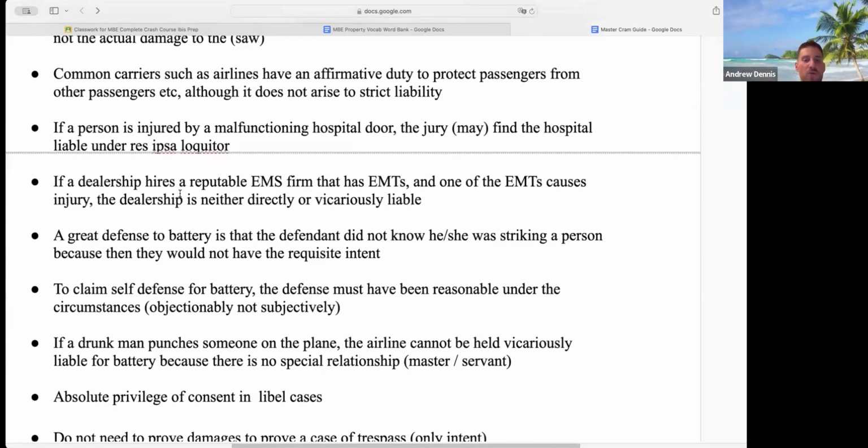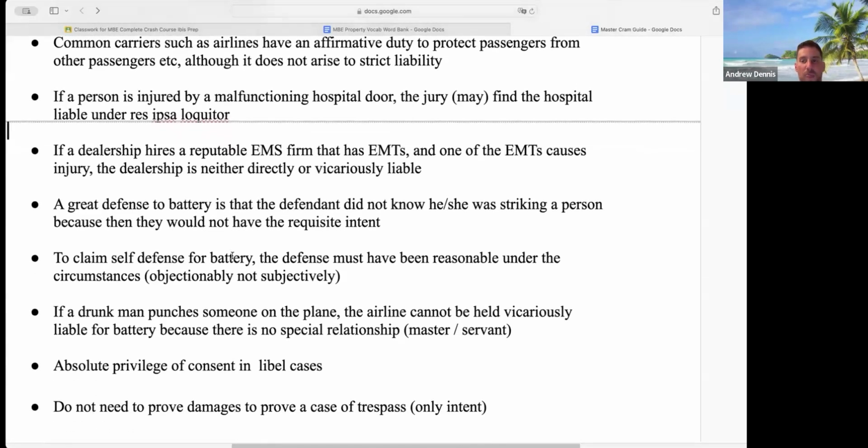If a dealership hires a reputable EMS firm that has EMTs and one of the EMTs causes injury, the dealership is neither directly nor vicariously liable, right? They could be liable for negligent hiring if they hired the wrong company or something like that, but the EMTs would be the ones liable in this situation.